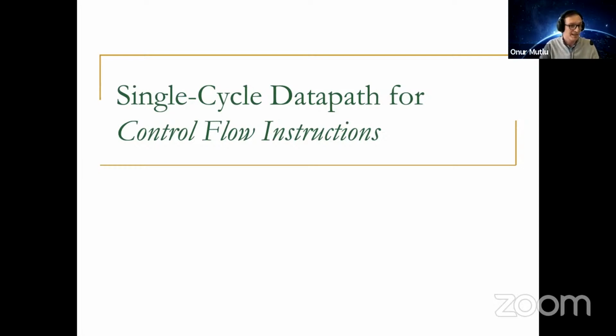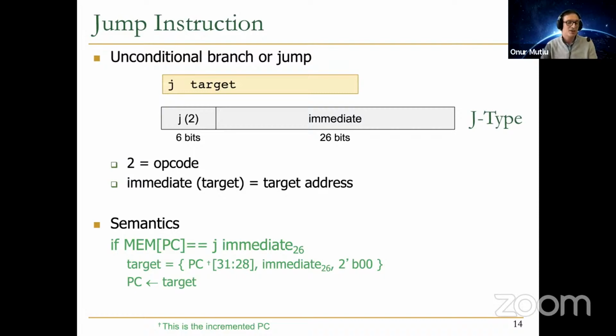We talked about operate instructions, R type, I type. We talked about data movement instructions, load word, store word. Now it's time for control flow instructions. And we're going to start with a simple control flow instruction, which is the J instruction in MIPS, jump, which is an unconditional branch or jump, as you can see. It's easy, the semantics we already saw before.